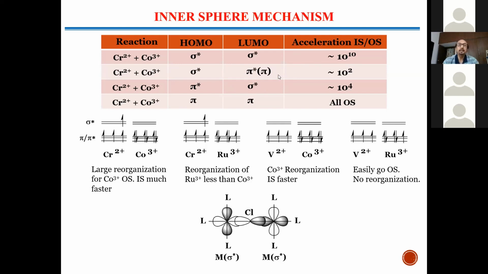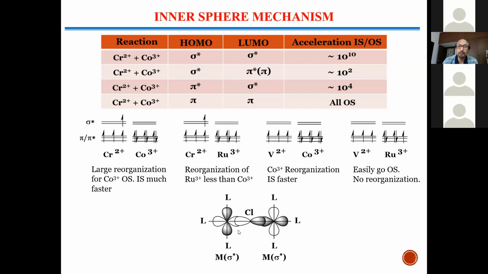Then the other option is pi star to sigma star. That means from here to here, pi star to sigma star. And this rate, again, is not a preferred situation, so that is being reflected over here. And if it is completely pi to pi, that means all these steps, this is 100% inner sphere. These are preferred by the inner sphere mechanism. But if it takes place from here to here, that has to be completely outer sphere, so the rate will be very slow over here. But the same situation, you will not see for sigma star.